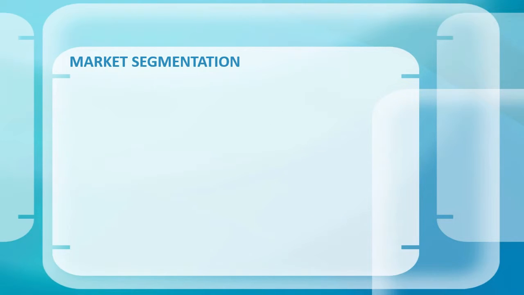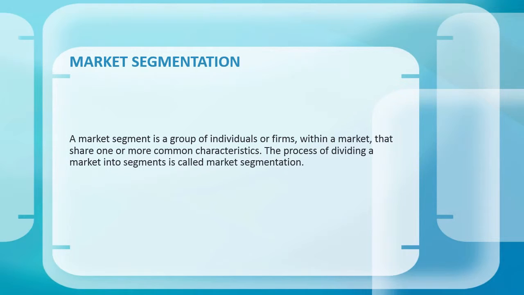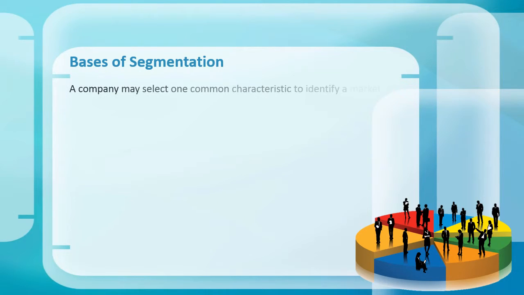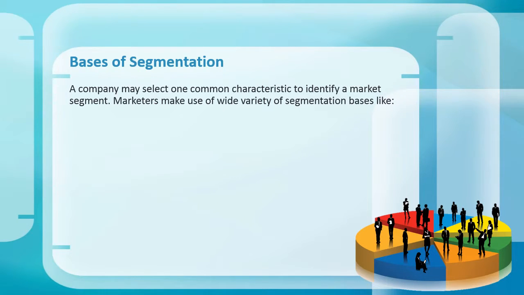Market segmentation. A market segment is a group of individuals within a market that share one or more common characteristics. The process of dividing a market into segments is called market segmentation. Basis of segmentation. A company may select one common characteristic to identify a market segment. Marketers make use of a wide variety of segmentation bases, like geographic basis.